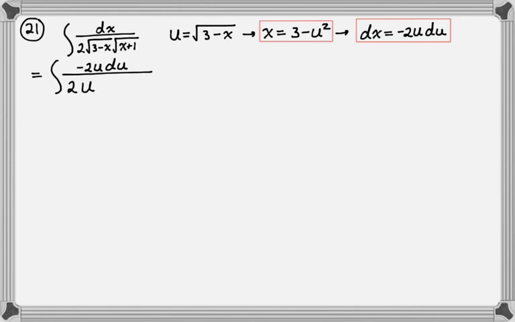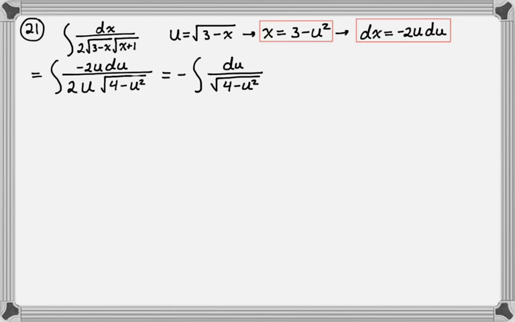And then x is 3 minus u squared, so we have 3 minus u squared plus 1. So 4 minus u squared. So it's radical 4 minus u squared, which isn't bad because that looks like an arcsine type of thing. So let's simplify this. Take out the negative. And we have this. If I take 4, I'm going to factor a 4 out of everything in the radical. That'll be 4 times the quantity 1 minus u squared over 4.